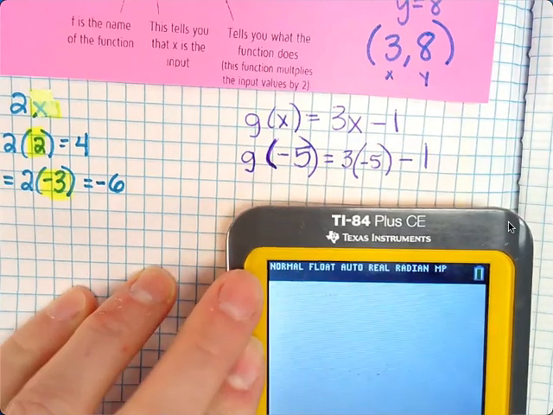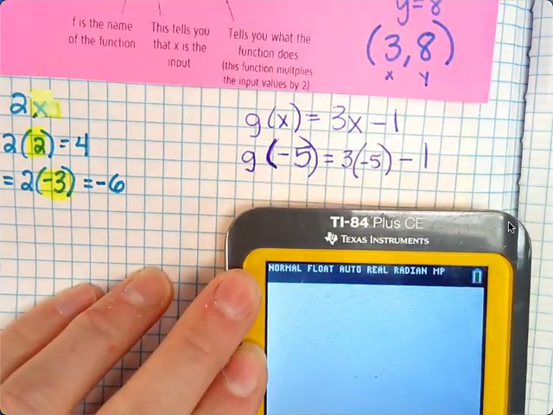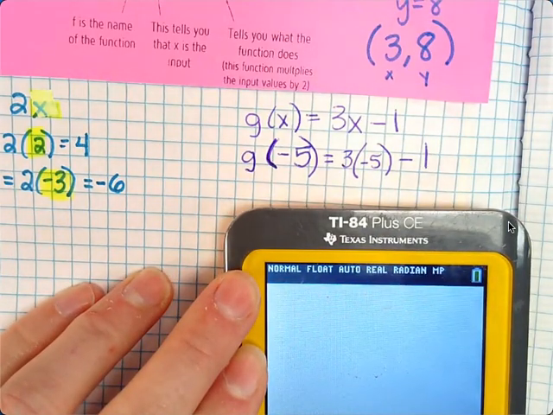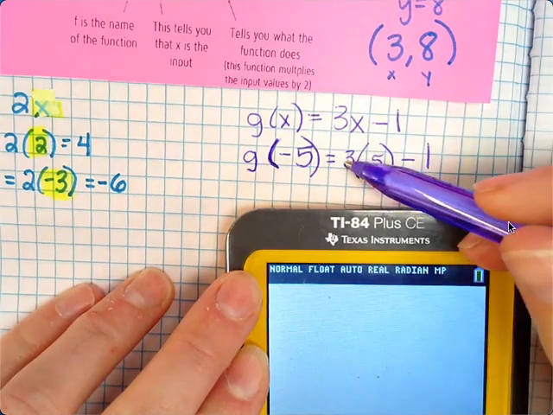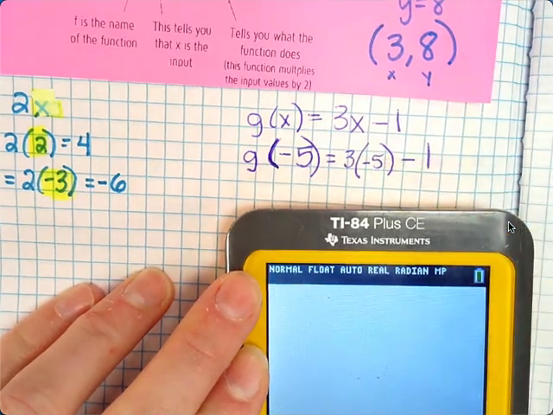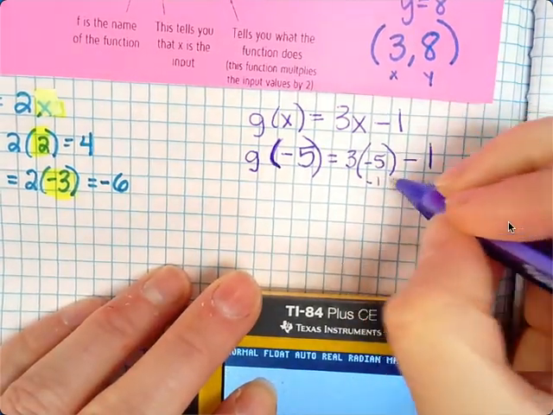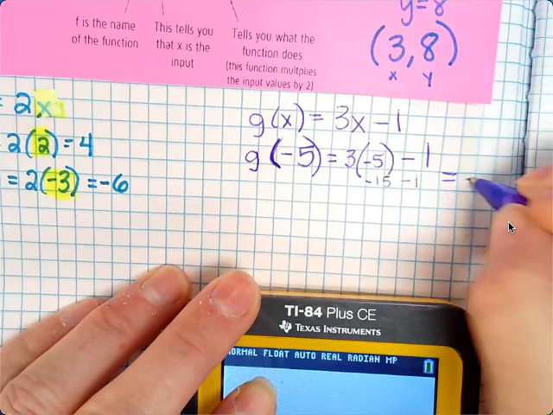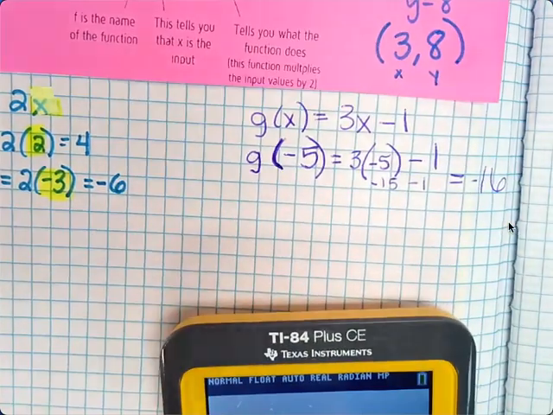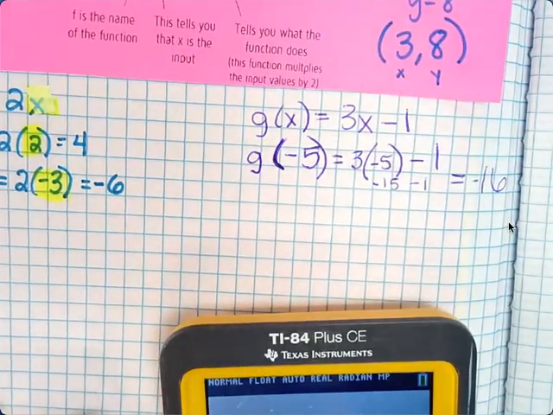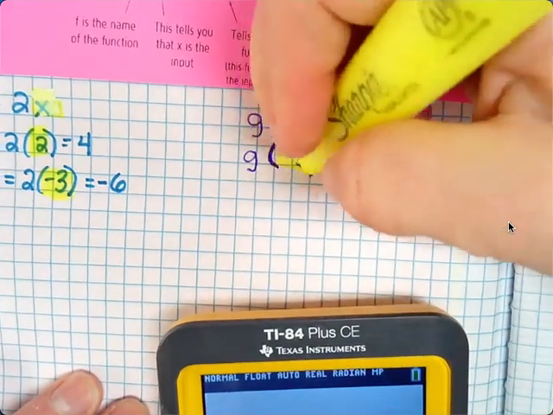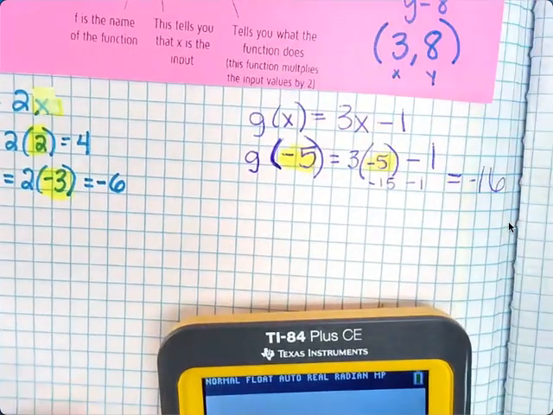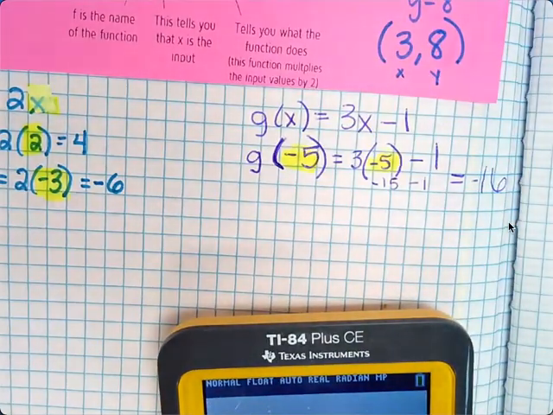We can use our calculator if we want, or we can do it manually by multiplying and subtracting following order of operations. What is 3 times a negative 5? That's negative 15. Minus 1 is negative 16. So we're using a different function, and we're substituting in negative 5.